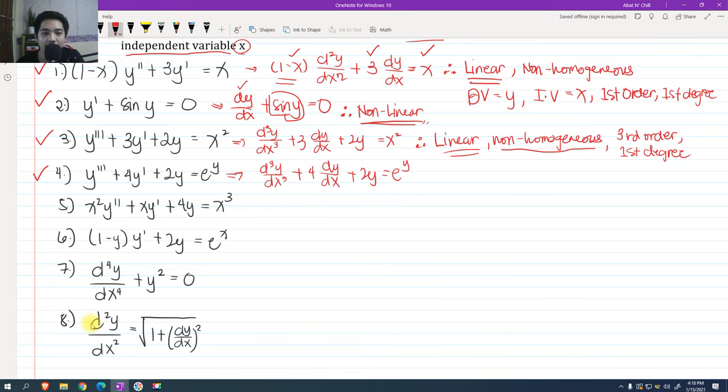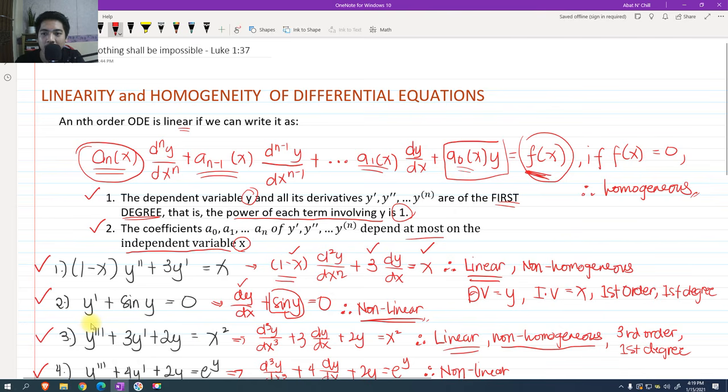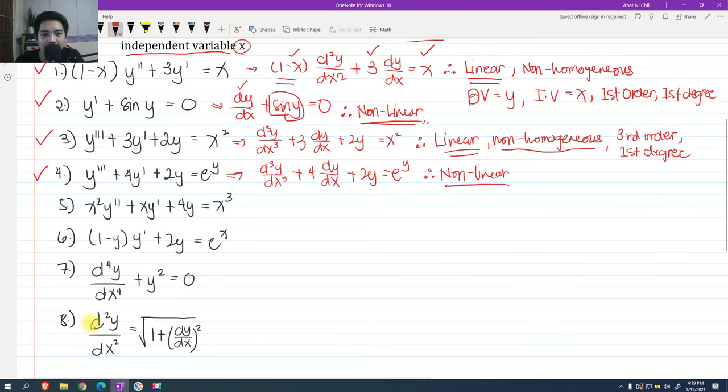But since none of those conditions are met, and rather this is equal to an expression equivalent to the dependent variable, then definitely this is non-linear. This is nonlinear because the right side of the equation should be purely in terms of the independent variable x, or it can be a constant. It can be 0, 1. But since this is in terms of y, definitely that is nonlinear.